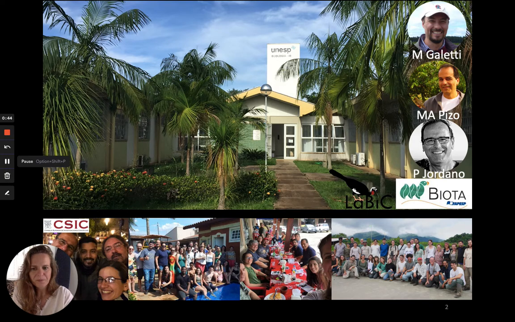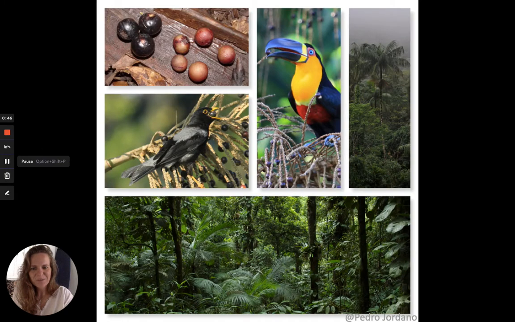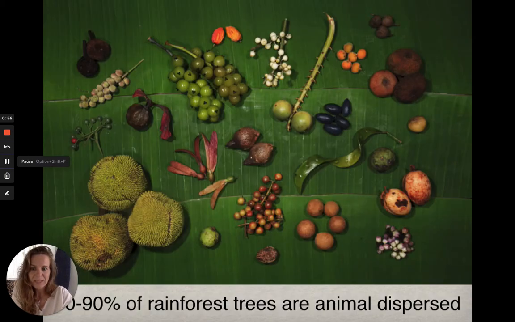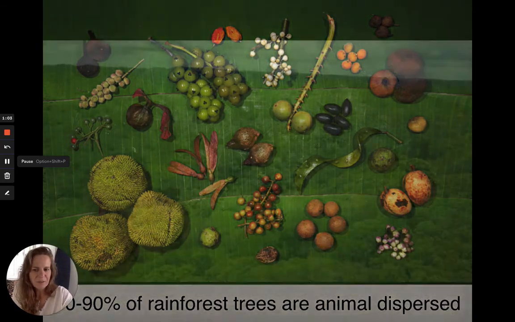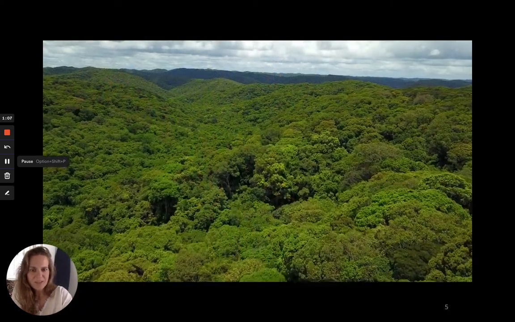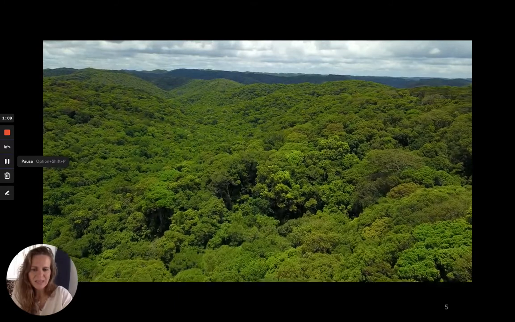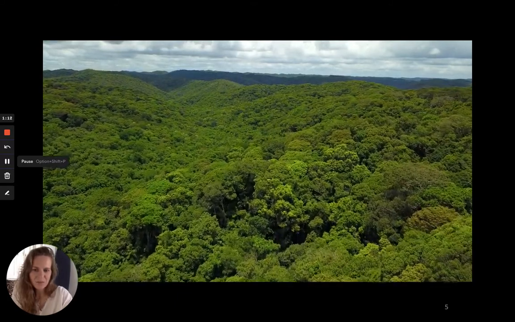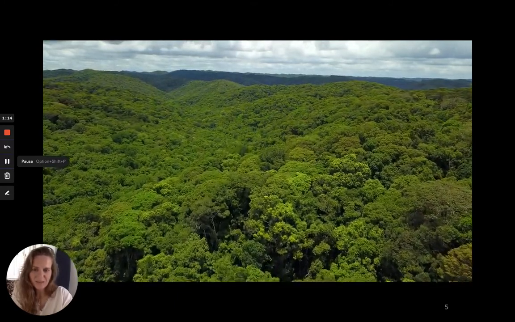So I was very lucky to be part of this huge group of people that are really passionate about seed dispersers in the tropical forests, in which we can have up to 90% of the trees relying on animals to be dispersed. This is then a very fundamental process for the maintenance of forests such as this one that you are seeing in this image, which is one of the most pristine areas in the Atlantic forest, one of our field sites.